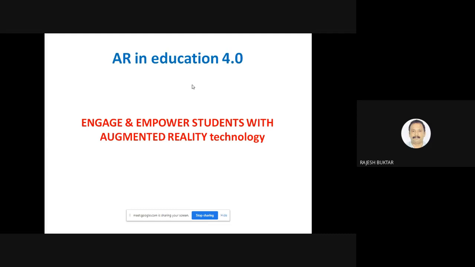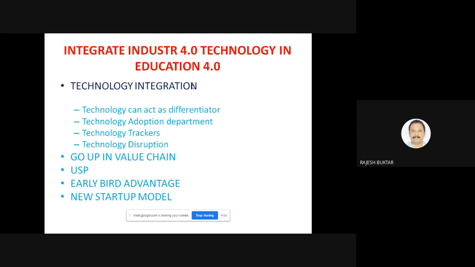AR in education 4. We have to give this knowledge to our students, because we need to engage and empower the students with augmented reality technology. It is not only the word augmented reality, it needs to be associated with the word technology, because technology is going to be very important. And since I have stressed the word, I would like to have a small discussion regarding integrating Industry 4 technology in Education 4.